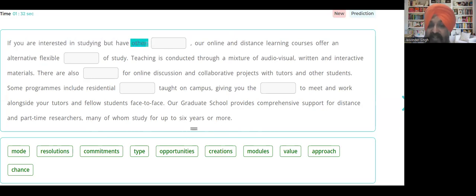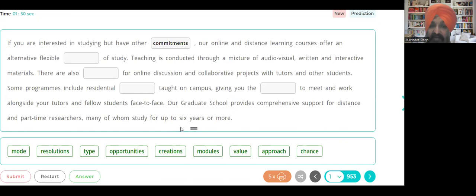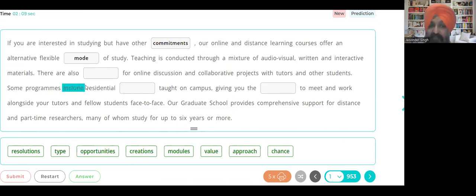If you are interested in studying, but you have other dash or online and distance courses offer an alternative flexible dash of study. So if you are interested in studying, but have other, now, other mode, no, resolutions, no, commitments, yes. It seems to me I have heard already that other commitments, why? Yes, that's the collocation here. Then courses offer an alternative flexible dash of study. What is flexible dash of study? Flexible mode of study. Yes, agree. That is the first one I matched.